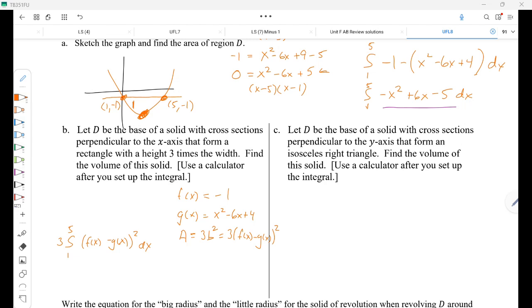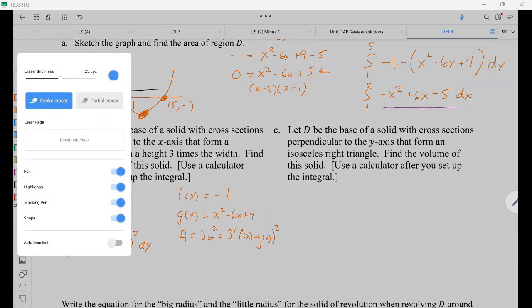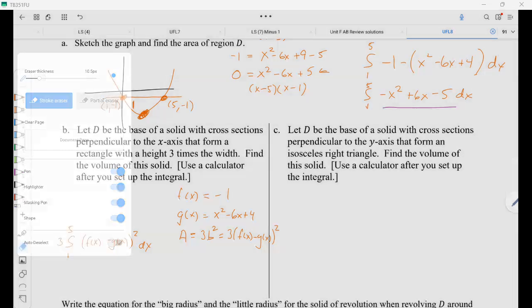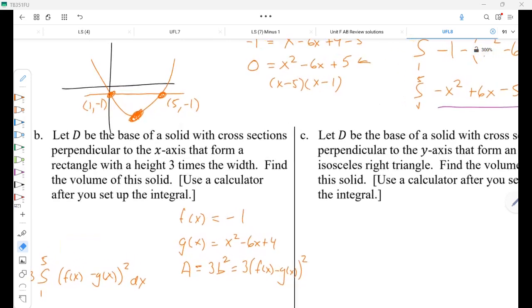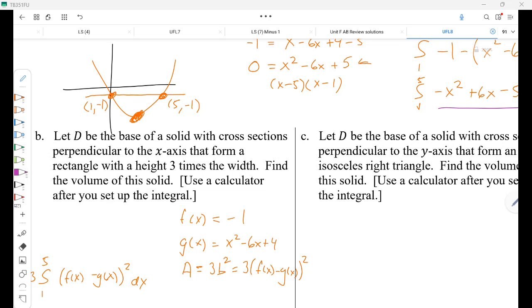And then last, or at least where I want to stop here, this is why I picked this problem. Let D be the base of the same solid. We've got the same thing, but now we're going to make our cross sections perpendicular to the y-axis. That means that the base of each of those cross sections, let me make it a little bit smaller. There we go. The base of the cross section is measured this way, from left to right.